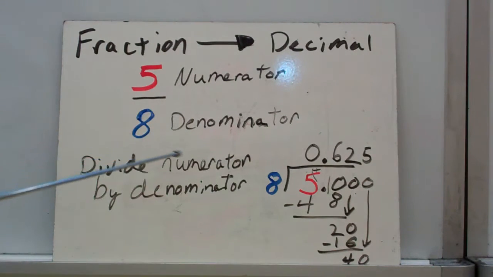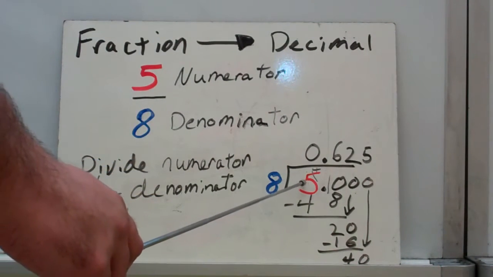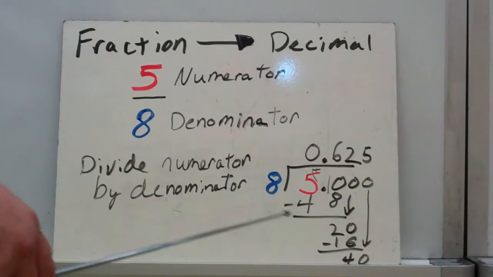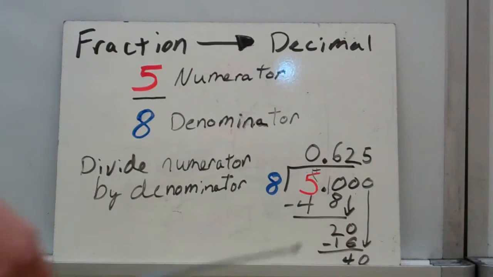So then we start dividing. How many times does 8 go into 5? Well, 8 doesn't go into 5 evenly. So in this case, we need to look to the next place value. How many times does 8 go into 50? Well, that's 6. 6 times 8 is 48, and we find the difference between 50 and 48, and that is 2. And we drop down a 0.